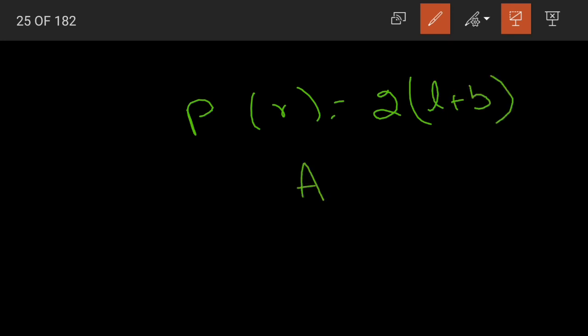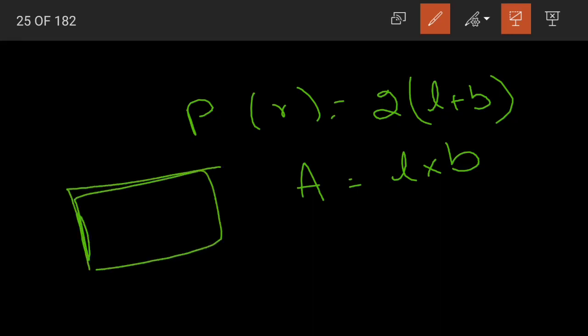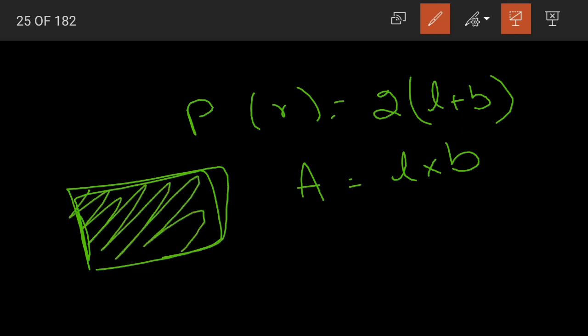What is the perimeter of a rectangle? It is equal to 2 into (L plus B). Area is equal to L into B. Is this clear, children? Area is the total surface covered by an object. Perimeter is just the boundary line. This is the perimeter and this inside part will be our area.